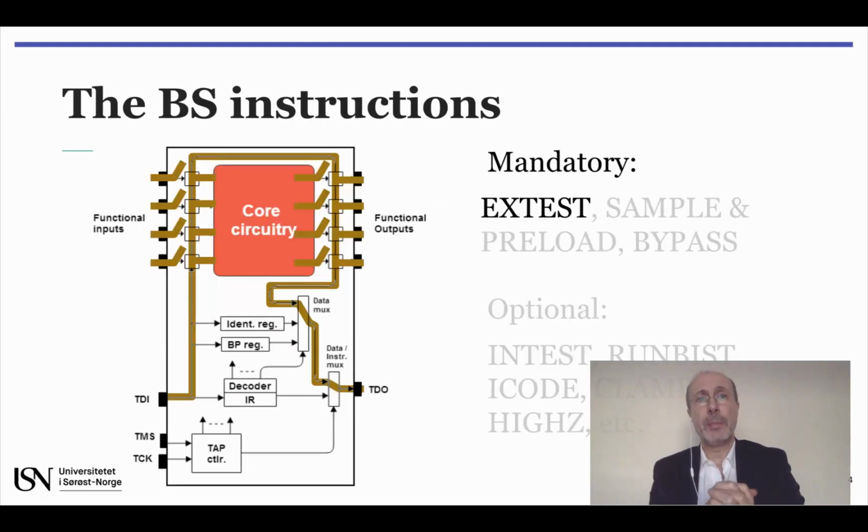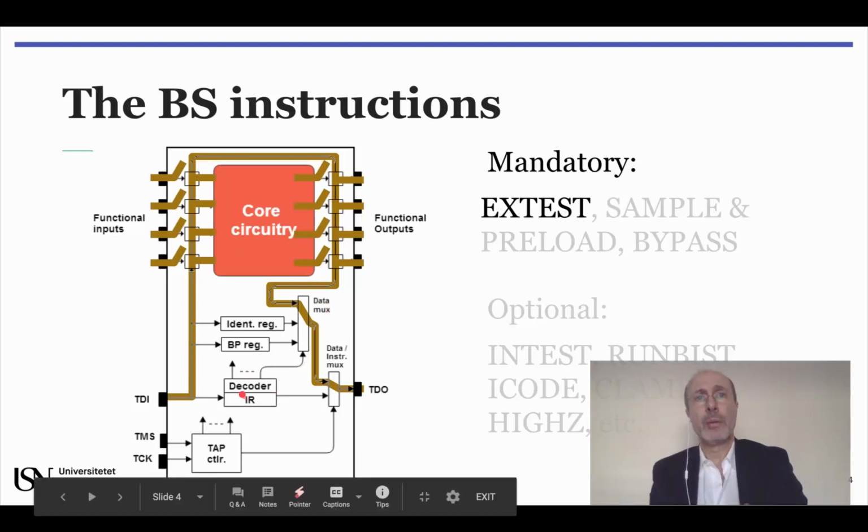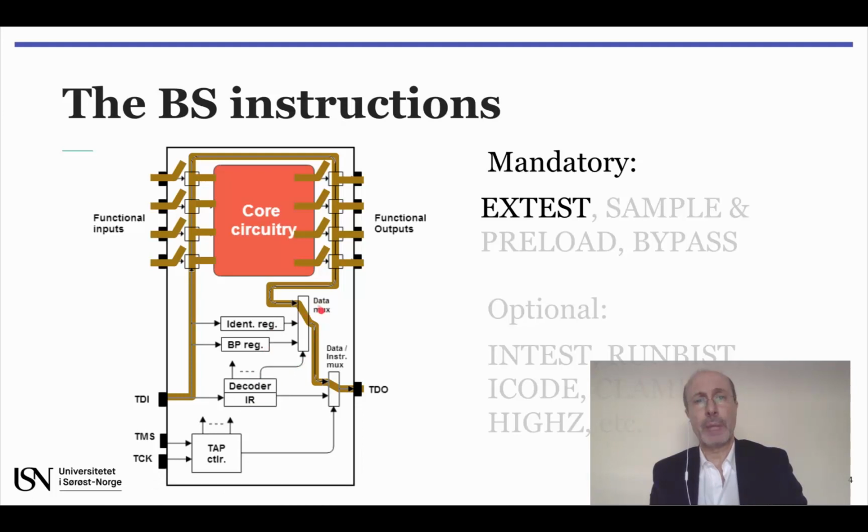External test is the main mandatory instruction and is used to detect shorts and opens in the printed circuit board. This instruction will place the boundary scan register between TDI and TDO, so the instruction decoder will set the data multiplexer as shown here. Notice also that all the boundary scan cells are set to test mode or controllability mode, and will therefore isolate the pins from the core logic.